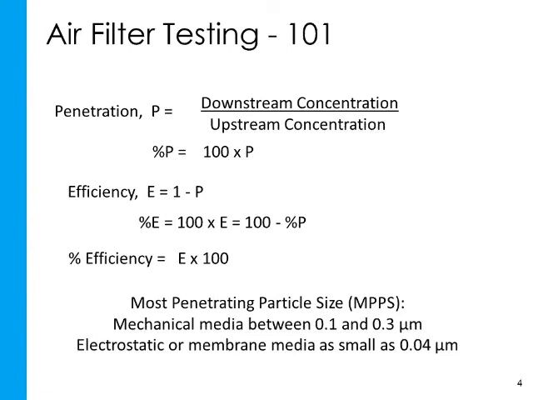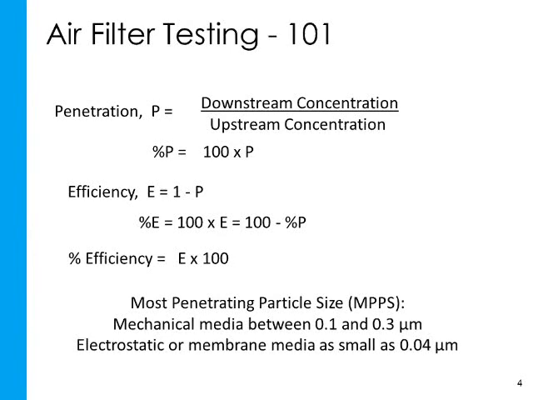For air filters, as with any filters, the penetration through a filter is the downstream concentration divided by the upstream. And normally we'd multiply that by 100 to get the percentage. And if you're more comfortable with efficiency terms instead of penetration, efficiency is 1 minus penetration, or 100 times that for the percent efficiency.